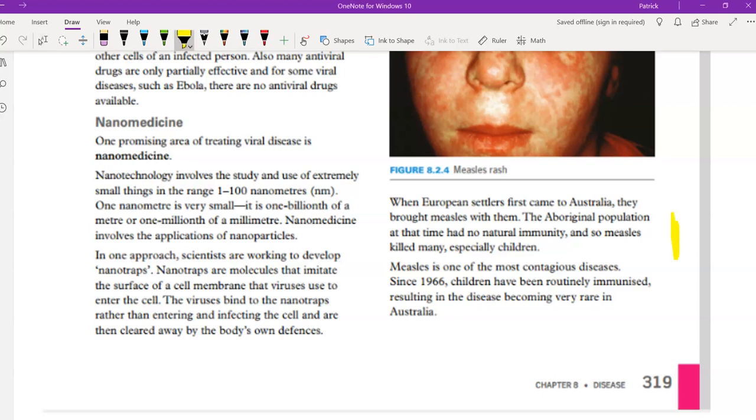As we see here, when European settlers first came, they brought measles with them. The Aboriginal population had no immunity against that, and they were quite susceptible to it. Obviously, since 1966, people have been immunized against them, so not so bad.